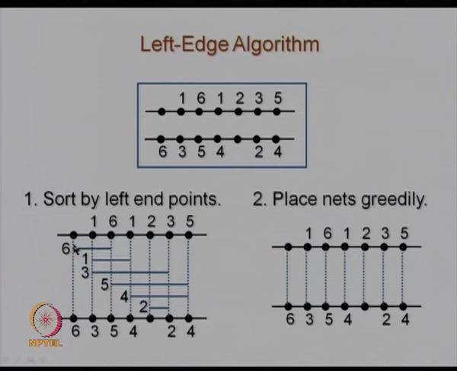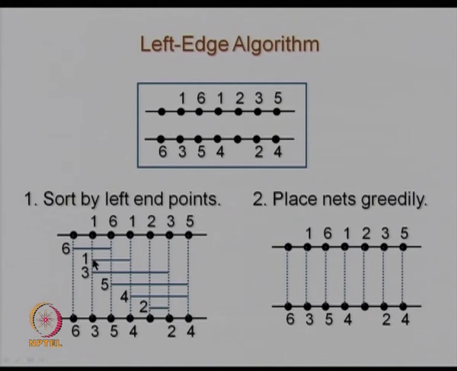So net number 6 should have the scope from this left end point to this right end point, because this is the leftmost pin of net number 6 and this is the rightmost pin of net number 6. So net 6 has to be laid out in this zone, maybe on this track or some other track.